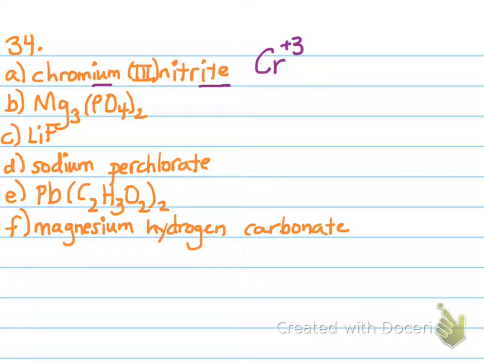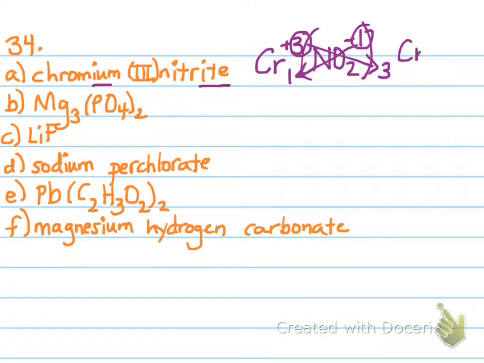Nitrite is on my helper sheet. Nitrite is NO2 with a charge of -1. I crisscross down my charges. I'm going to need parentheses because I need 2 nitrites. So my formula is Cr(NO2)3, with a 3 outside my parentheses.